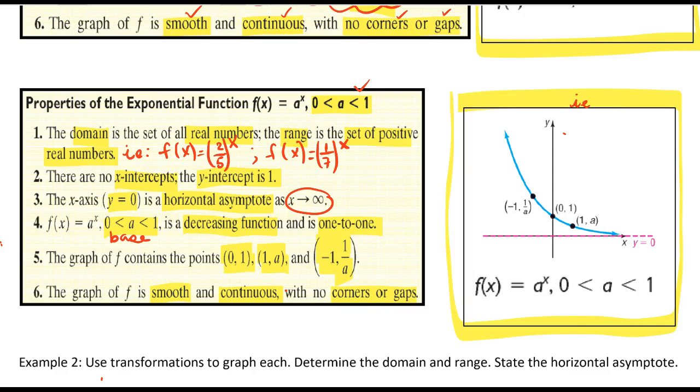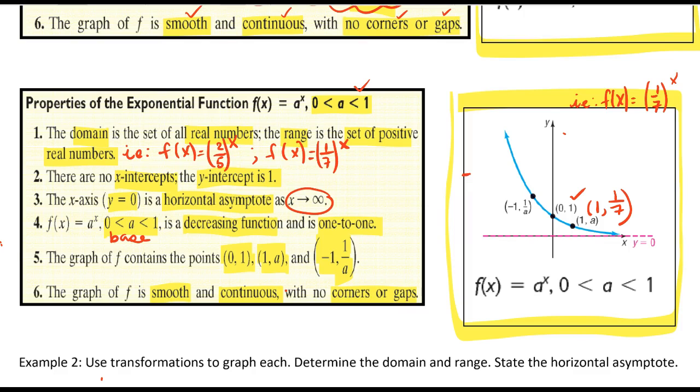So let's do another one. How about f of x equals (1/7) to the power of x? So this point is still there. That point will never change. But this point is 1 comma, your base is 1/7, so 1 comma 1/7.